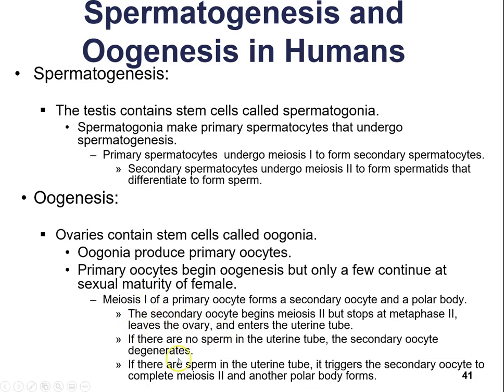Okay, I'm just going to pull up the picture here. The one thing to note, and I'll show you in a picture too: the secondary oocyte begins meiosis 2, but actually stops at metaphase 2. It leaves the ovary and enters the uterine tube. If it doesn't get fertilized, it will degenerate, okay? If it does get fertilized, it will trigger that secondary oocyte to complete meiosis 2. So it halts in metaphase 2, and it only will complete meiosis 2 if it encounters a sperm.